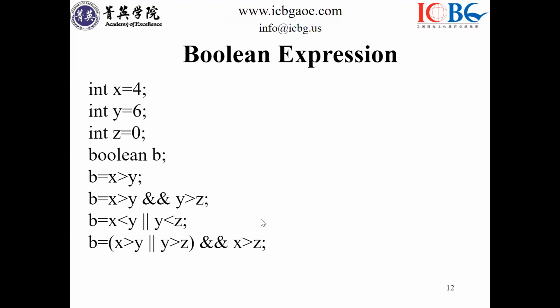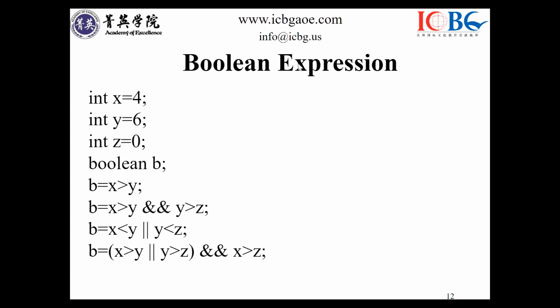So int x equals 4, int y equals 6, int z equals 0. And then you have your Boolean b. So b equals x is greater than y. So then what would b equal? You can just type it in the chat. Yep, that's false because 4 is not greater than 6. Okay, and then what about b is greater than y and y is greater than z?